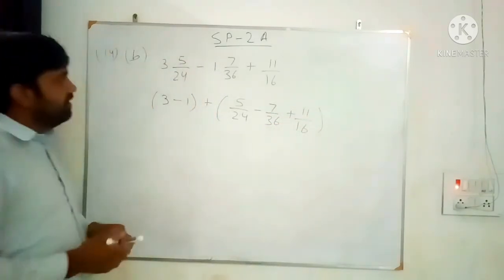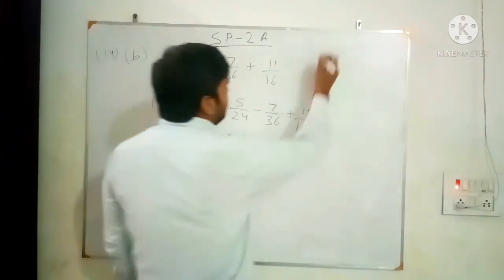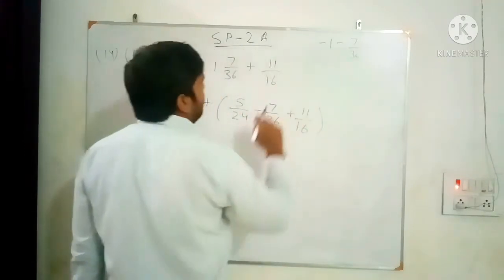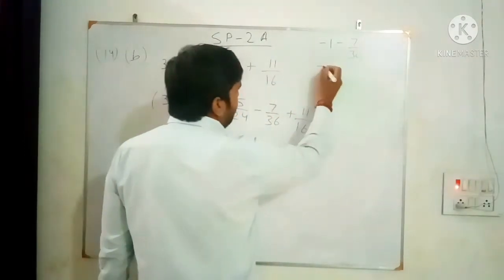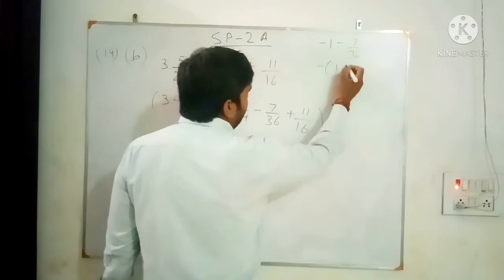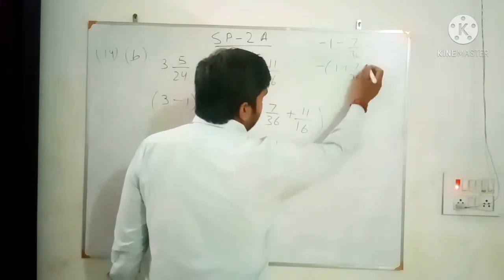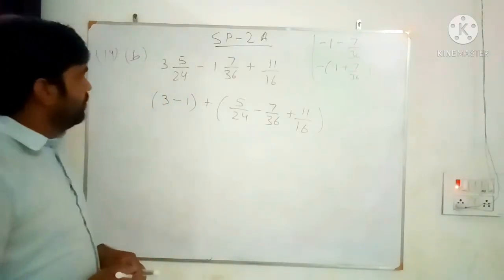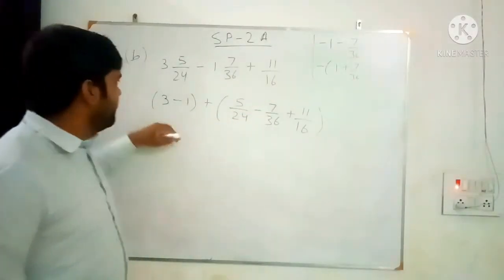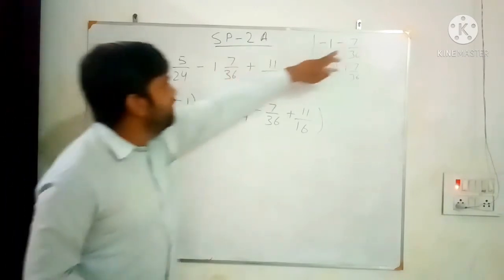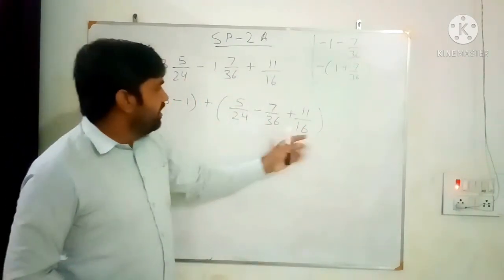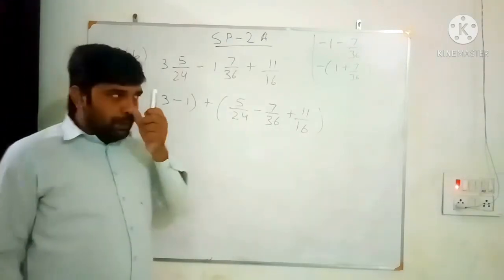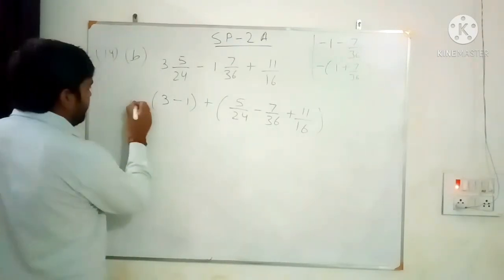Okay. Here minus 1 7 by 36 can be written as minus 1 minus 7 by 36. If you take the common minus outside, you can write 1 plus 7 by 36. So this minus 1 we have subtracted from the mixed number, and minus 7 by 36 remaining, that we write in the other bracket in which we are writing the fractions. So now 3 minus 1 gives you what?